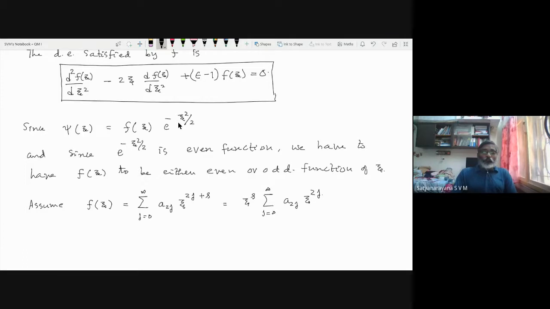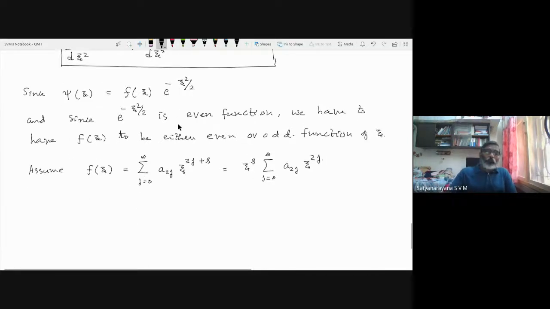Suppose, depending on s, this will be either an even function or an odd function. Because if you don't have the psi to the s term, then this is an even function, right? So let's try to look at this. This is our solution.